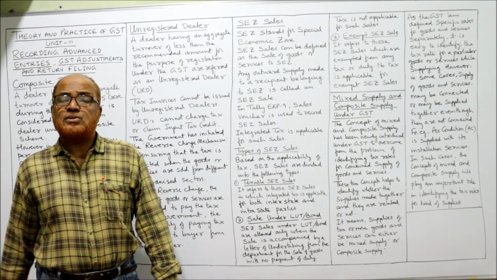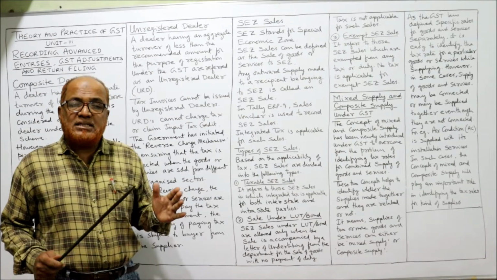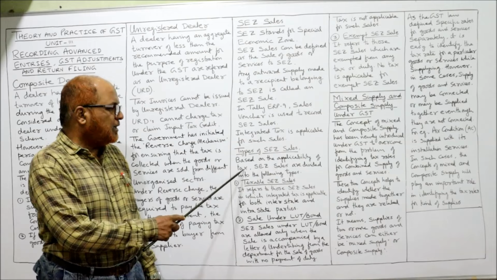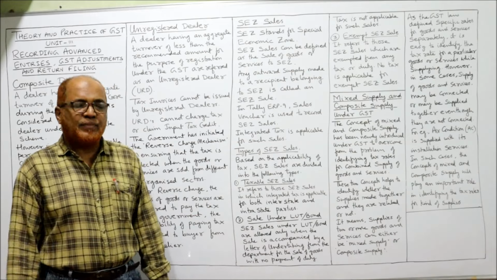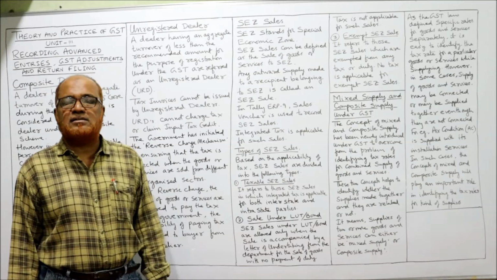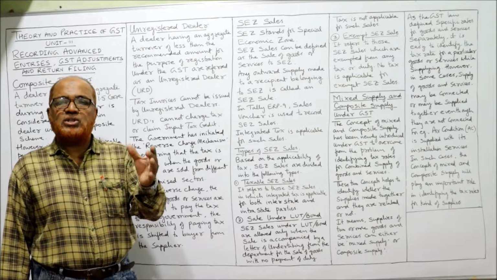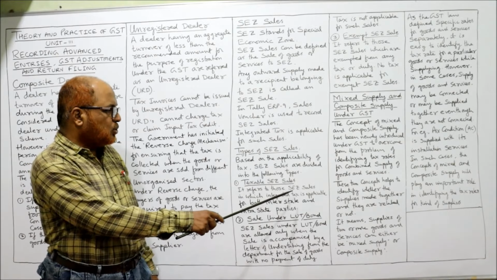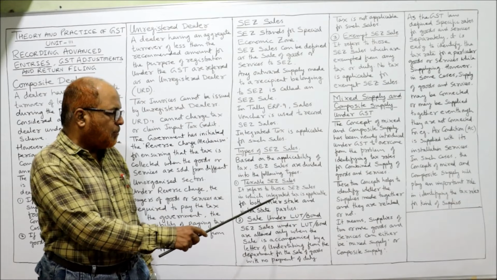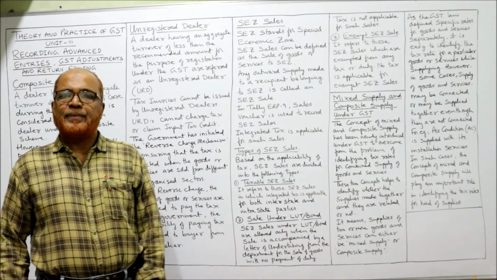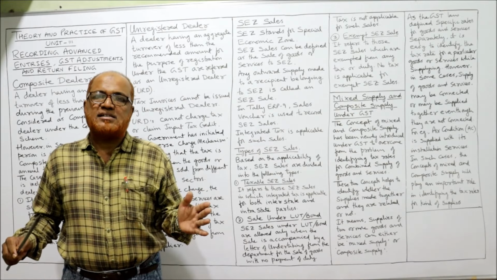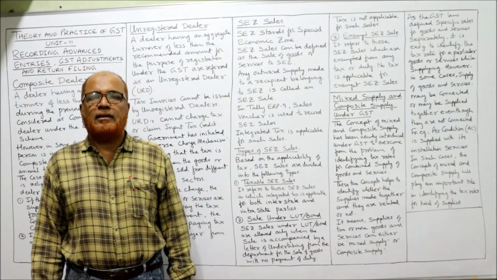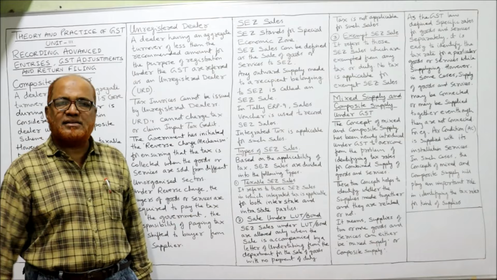Now, types of SEZ sales. From the taxability point of view, we have divided SEZ sales into three categories. Based on the applicability of tax, SEZ sales are divided into the following three types. The first is taxable SEZ sales, those SEZ sales on which GST is applied at integrated tax rates. It refers to those SEZ sales in which integrated tax is applicable for both interstate and intrastate sales. Whether the SEZ sale is interstate or intrastate, in both cases integrated tax is applicable. This is called taxable SEZ sales.